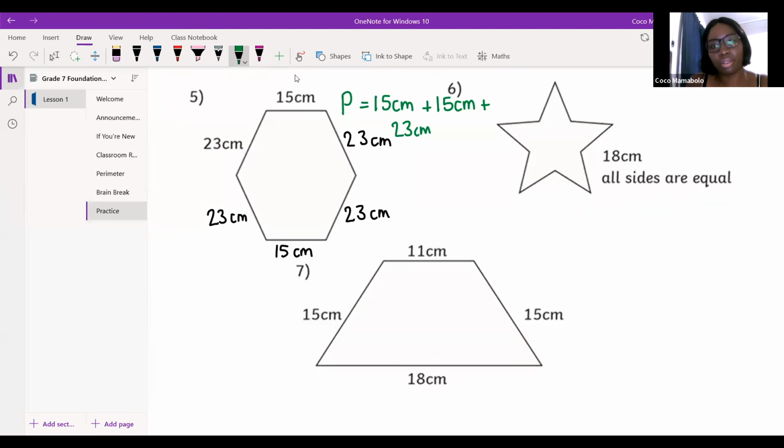Plus 23 centimeters. Keep going. 23 centimeters. Good. And the last 23 centimeters. Okay, another one. Therefore, okay, good. Therefore, our answer is P equals 122.